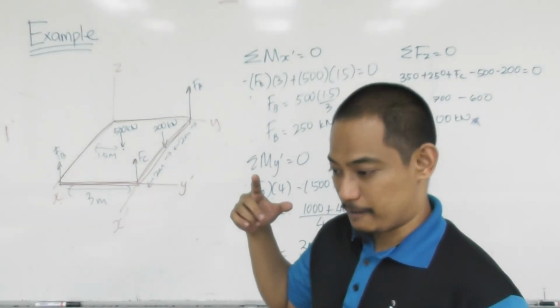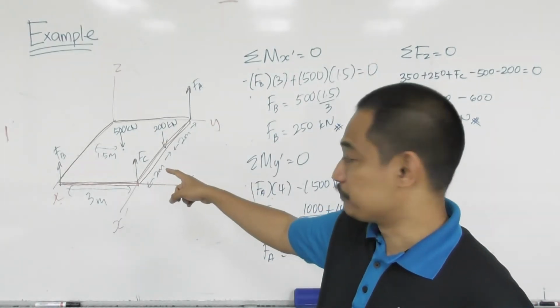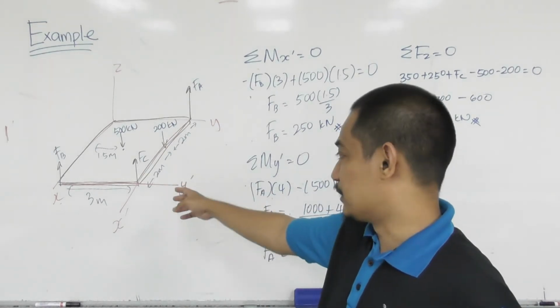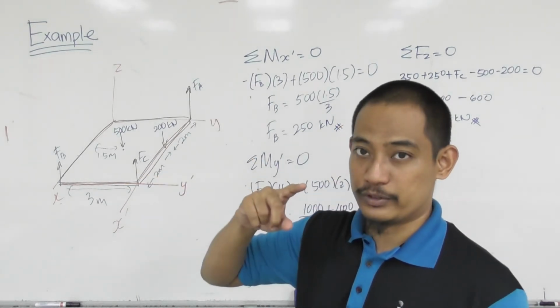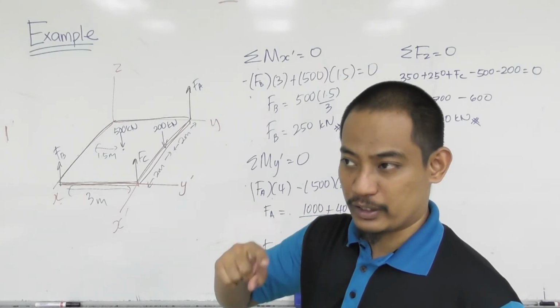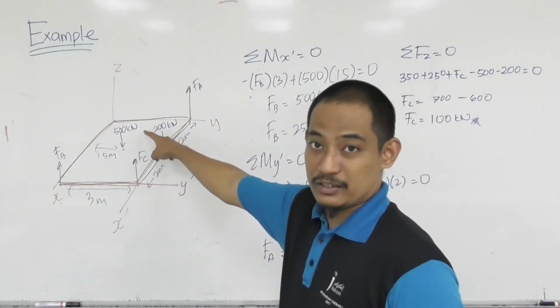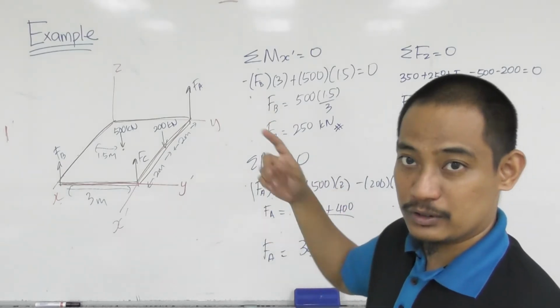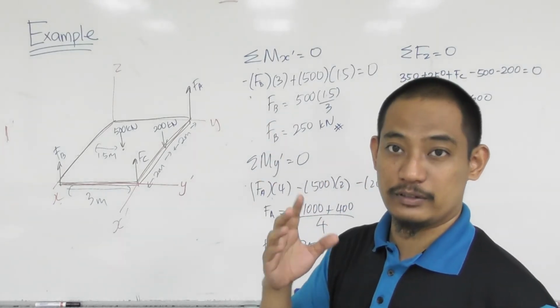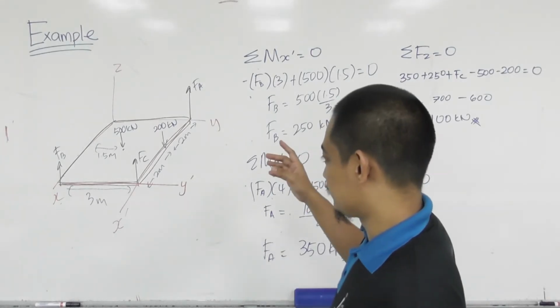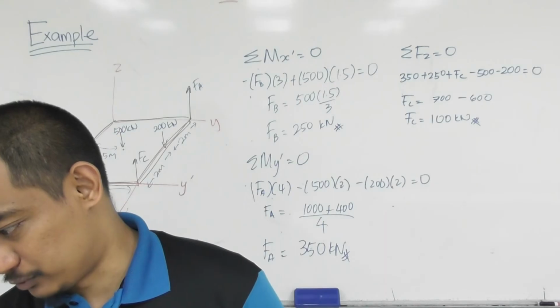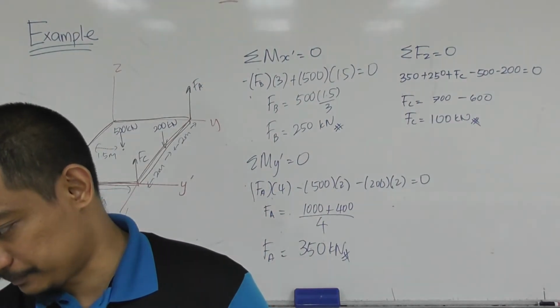Alright, so that's how you can solve this problem. First, draw the free body diagram. In this case, it's quite straightforward. Just replace the tension with the cable. Do not forget about the weight itself. Alright, that's number one. And then number two, just select the equation accordingly and solve, and you can solve the unknowns, right? So this example 2 is completed.